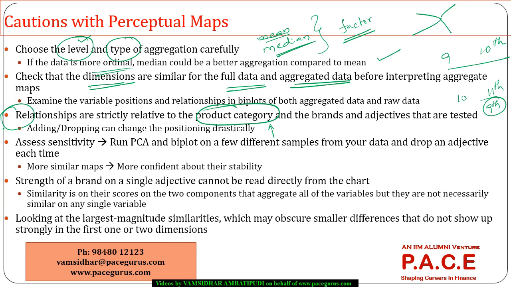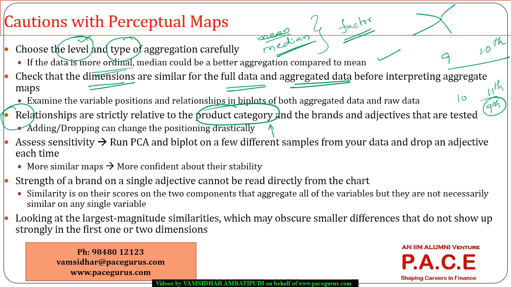Perceptual map is primarily based on the inputs that I have given. It's not a scalable kind of stuff where I can add one or two more variables or add one or two more brands and finally the relationships remain more or less the same. That is not the case.